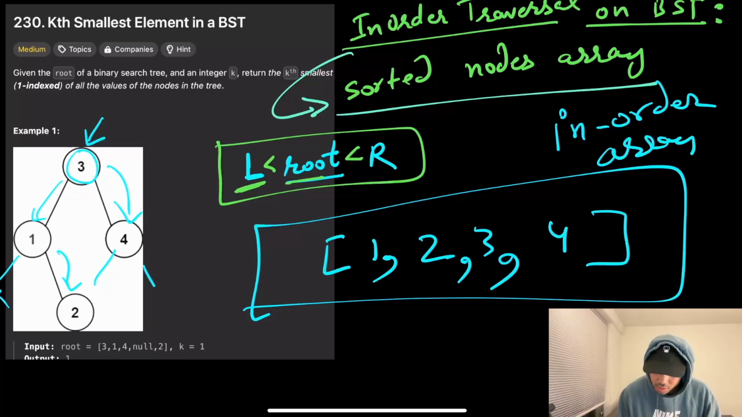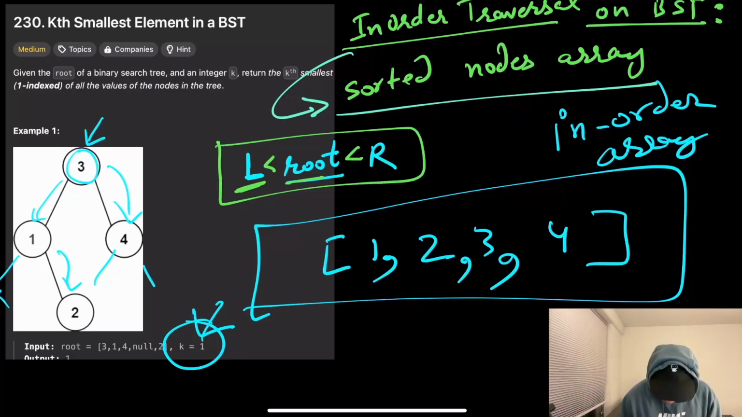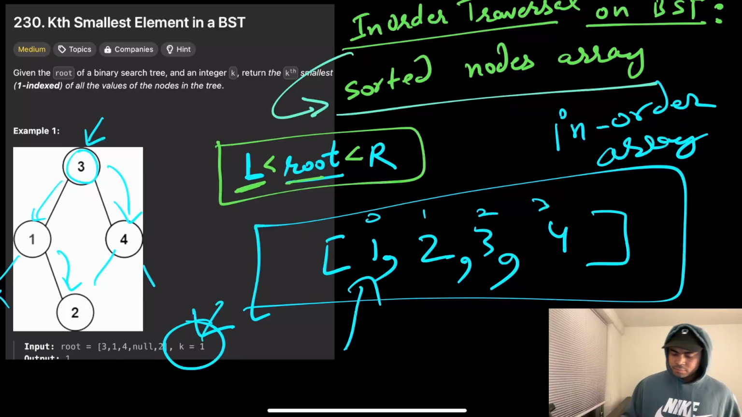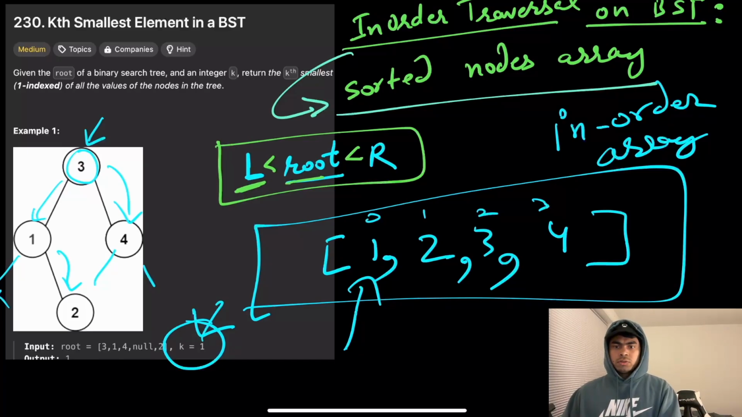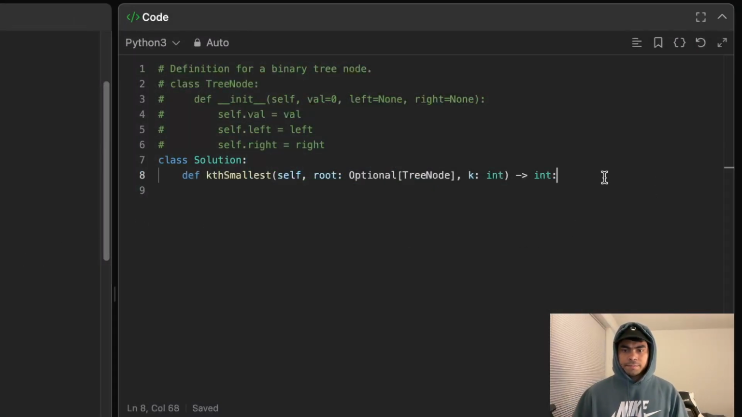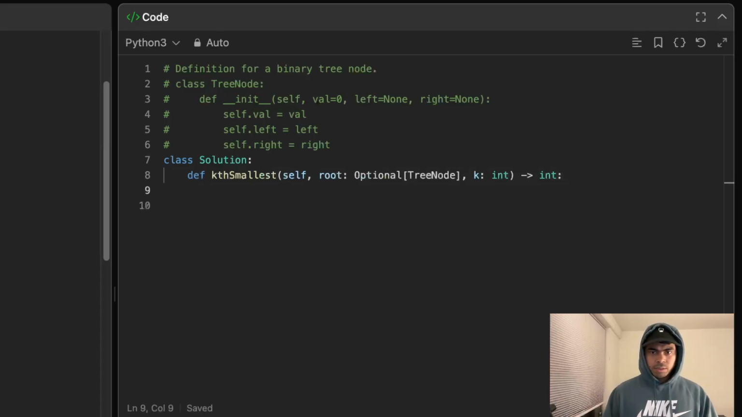Now it's asking for the kth element. What is the kth smallest element in this? The first smallest element is 1, which is at the 0th index. Okay, so we'll return 1. Simple, really easy problem and easy to implement. Let's implement the solution right here.